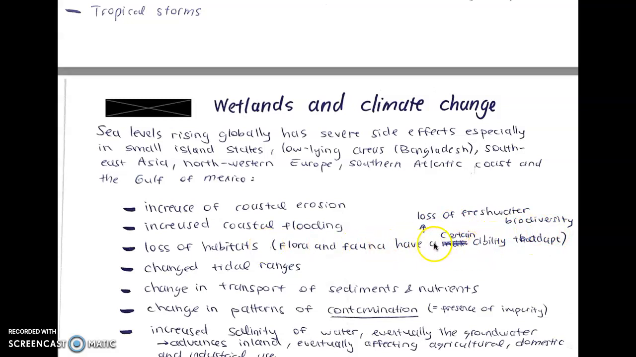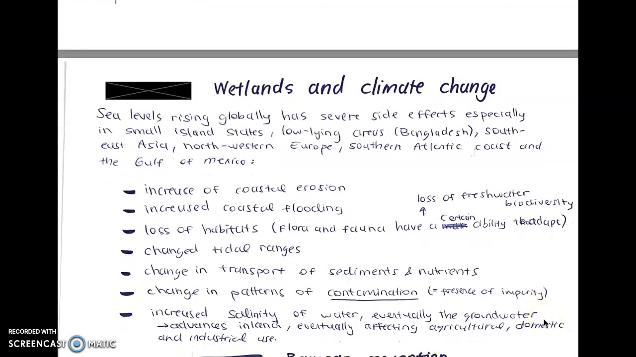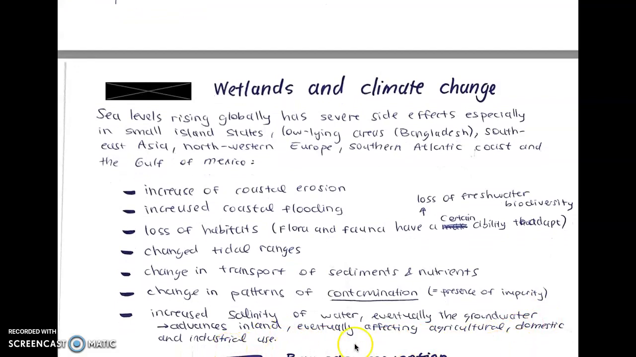Although the flora and fauna have a certain ability to adapt to changes, if these changes are so radical that they cannot adapt anymore, biodiversity is lost. Change in tidal ranges, change in transport of sediments and nutrients, change in patterns of contamination. Contamination is presence of impurity. So basically there are more toxins also. Increased salinity of water, eventually the groundwater. So this advances inland and affects agriculture mainly. Also domestic and industrial use, but agriculture is most affected by the salinity of water.